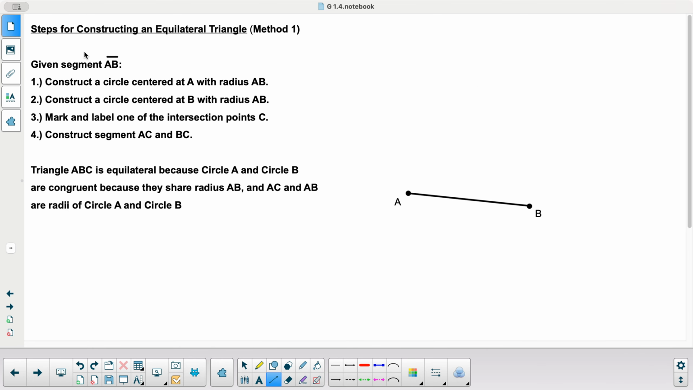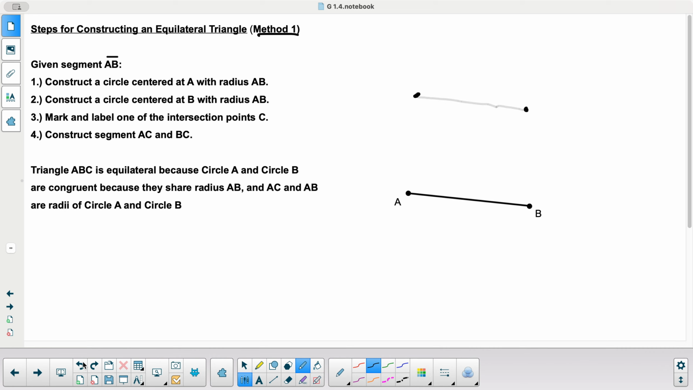Okay, here are our steps for constructing an equilateral triangle. We actually have two methods here. We have method one, which we're going to do right now, and then we're going to go to method two after this. So you start with the segment. Now, if they don't give you a segment, if you have a piece of paper, start by making a point, make another point, and connecting them. Okay, that's how you would start.